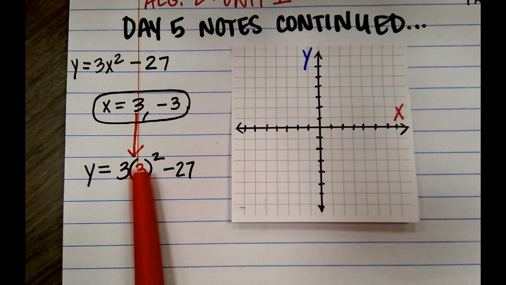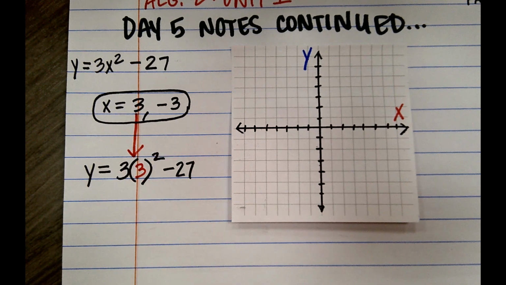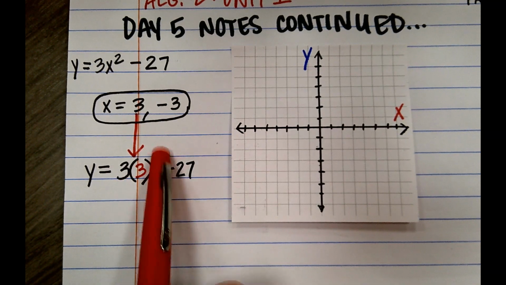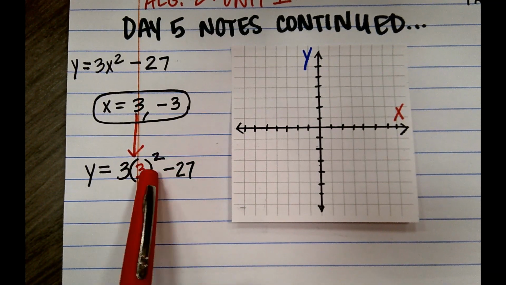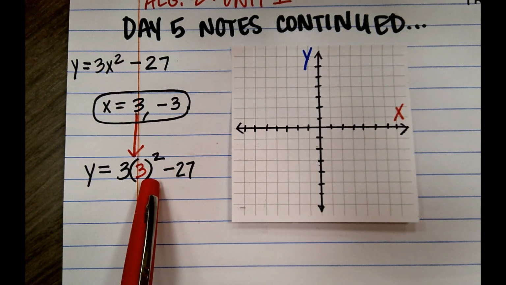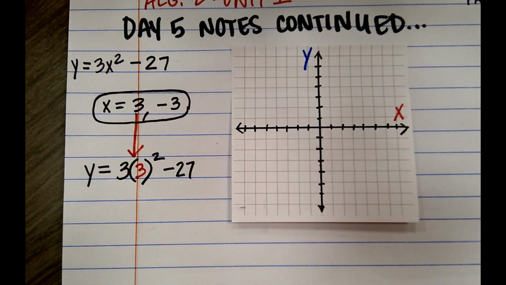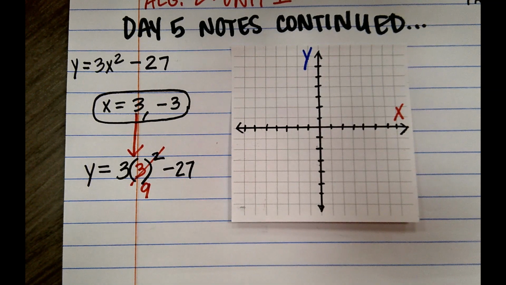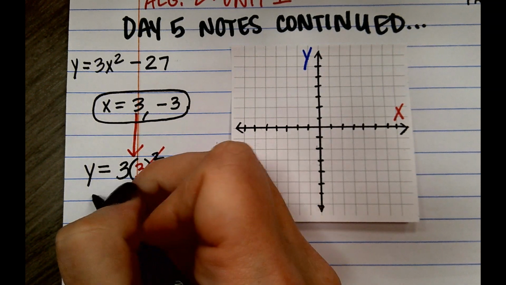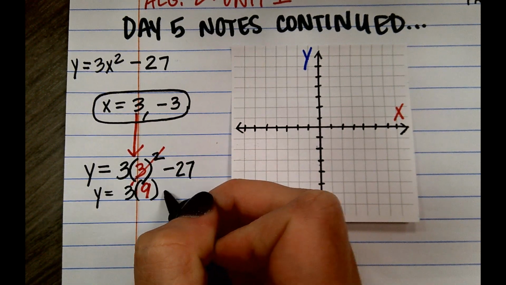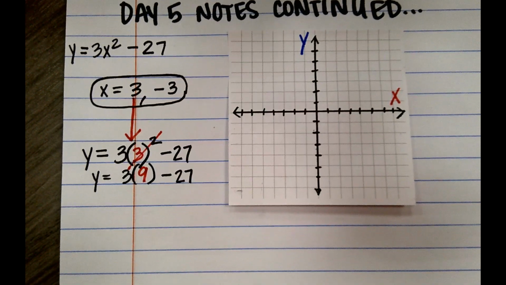3 times 3 or 3 times 3? It's the same. It's really like 3 cubed. So technically exponents would come first. Because if I do 3 times 3, I get 9. 9 squared is 9 times 9, and that's different. So let's do 3 squared. So 3 times 3, and this is 9. And we'll bring everything down. So I have y equals 3 times 9 minus 27.